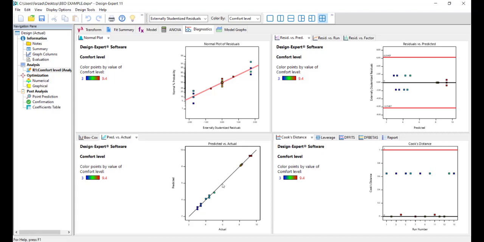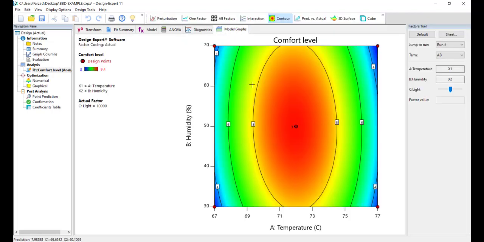You can see also here, this is also important, predicted and actual value for our response. Here we check our model by this graph. This graph is also important, and you need to put it in your report. Then we can go to the model graph. You can see this is the contour plot.